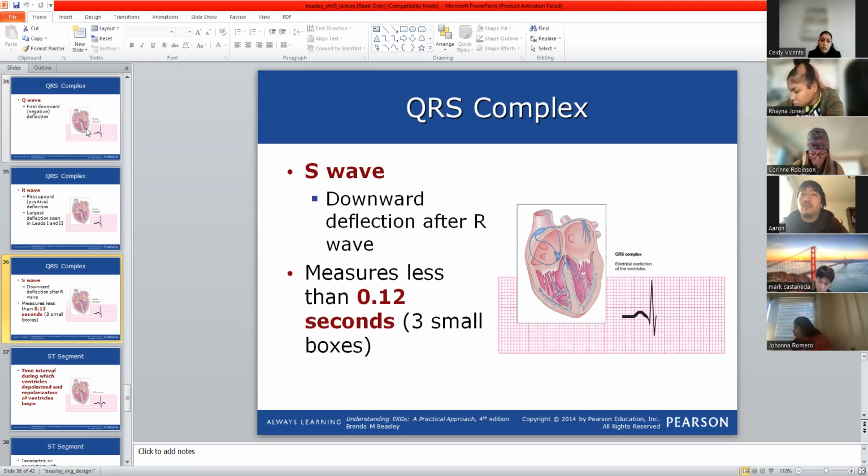And guys, I need one to tell me, you see here it says that it means 3 small boxes. Explain this for me. How come it is 3 small boxes? I'm guessing since each box is 0.04 seconds, you do 0.04 times 3, which is 0.12. Very good. So 3 times 0.04, the time for small boxes, equals 0.12. Correct answer. Thank you.